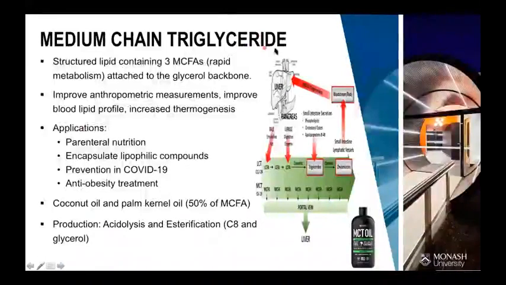And other than that, we also produce functional oil like medium-chain triacylglycerols, whereby the triacylglycerols contain all medium-chain fatty acids attached to them. The reason why we want to create this is because it possesses an anti-obesity effect. As I've mentioned, it can be rapidly metabolized in our body. So what we are trying to do here is use esterification reactions between C8 fatty acid and glycerol to produce the MCT.